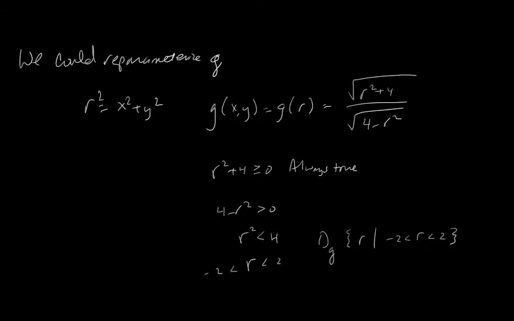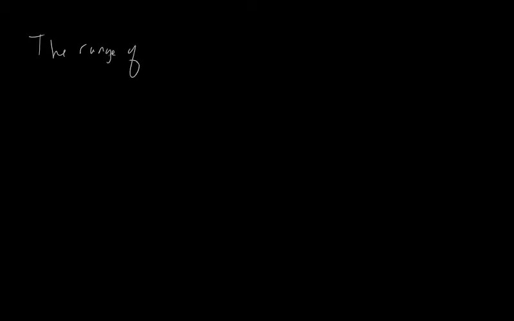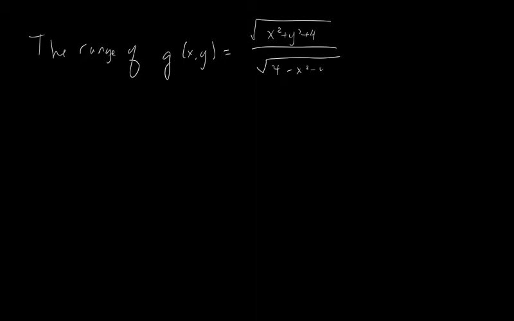Okay, so let's go back and now let's talk about the range of g. Okay, so the range of g of x, y equal to the square root of x squared plus y squared plus 4 divided by the square root of 4 minus x squared minus y squared. So what is the range? Well, the range is the set of all z that can be output by this function.